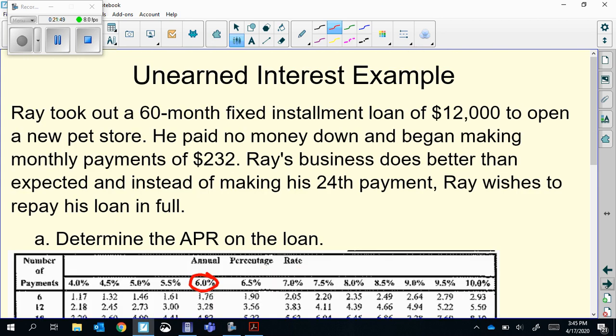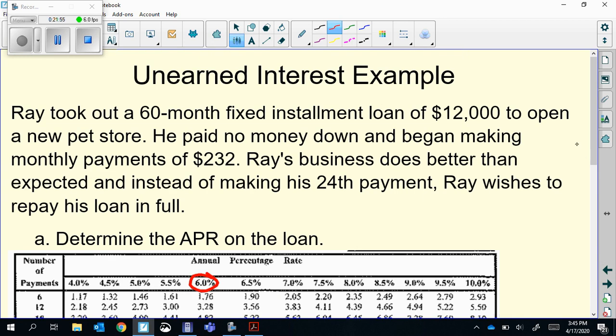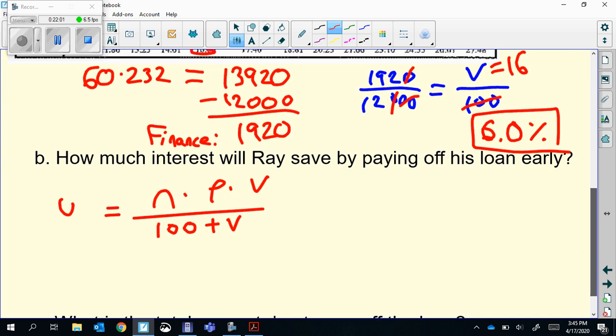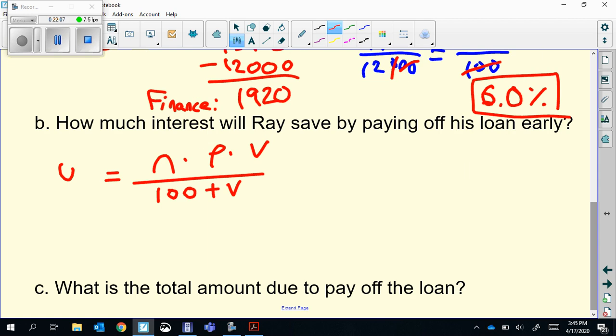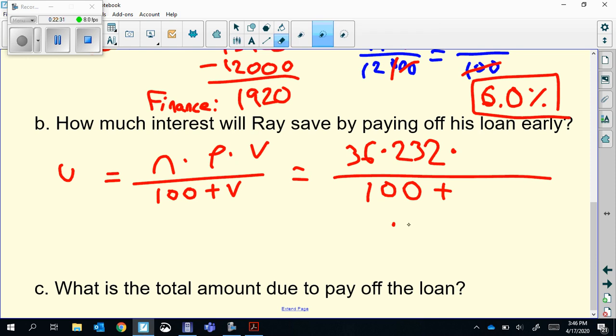So for both of those, we have to figure out how many months are left, which is easy because it said it was going to be 60 payments, and he's paying it off on the 24th payment, which means he's saving 60 minus 24, which is 36. Whoa, what happened? 36 payments. That's N. Times the monthly payment, which it told us was 232. Times V, which is going to be from our table. We're going to plug that in both spots right here.